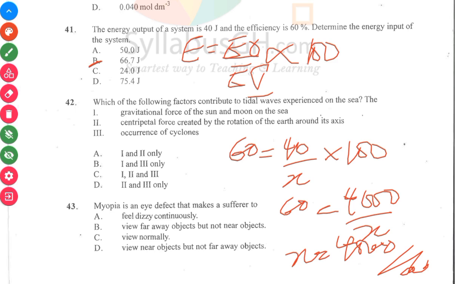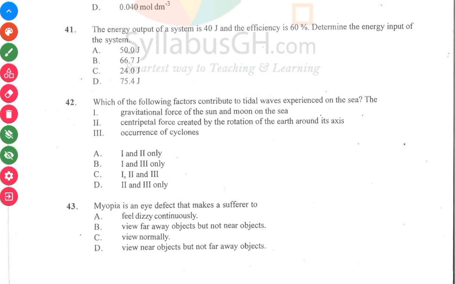Question 42. Which of the following factors contribute to tidal waves experienced on the sea? I, the gravitational force of the sun and moon on the sea. II, centripetal force created by the rotation of the earth around its axis. III, occurrence of cyclones. So the answer is all of them. So the answer is C. They are all right.